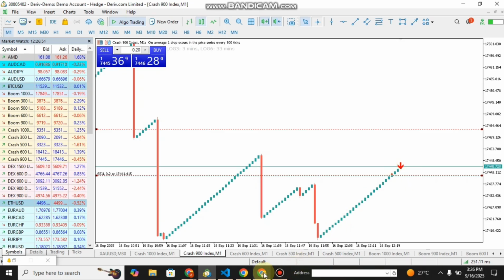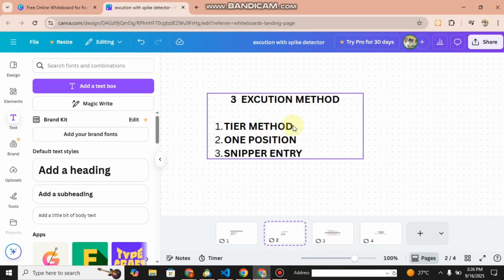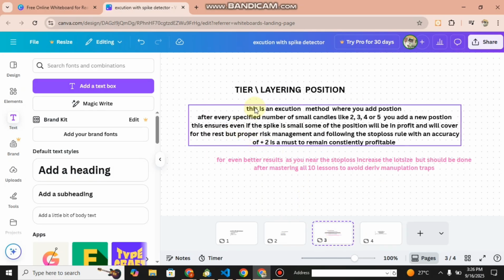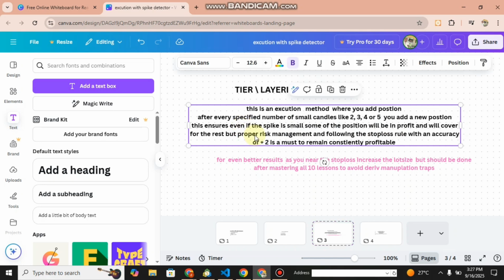And let's go back to our notes a little bit. We are saying the tire method is where you add a position after every few candles, and it's well explained here. This is a kind of execution method where you add a position after every specified number of candles, like 2, 3, 4, or 5. You add a new position. This ensures that even if the spike is small, some of the positions will be in profit and will cover the rest. It should be used with proper risk management, and this is what we shall also be talking about today, and following the stop loss rule with an accuracy of +2, and it must remain consistently profitable.